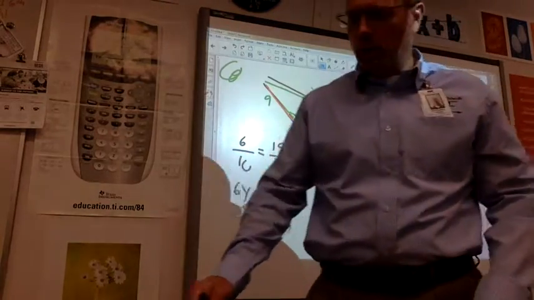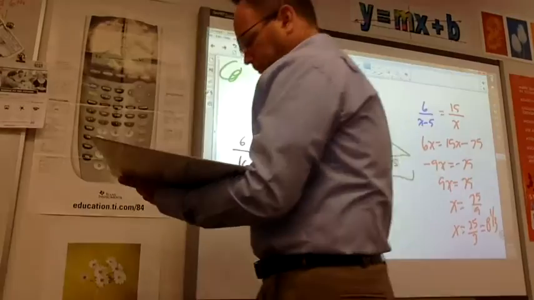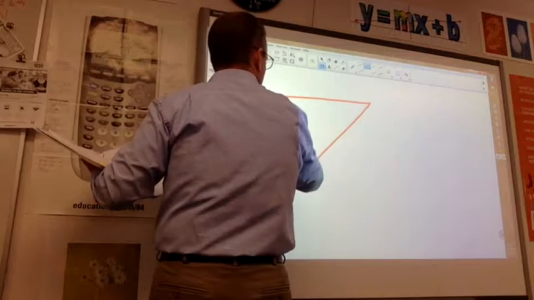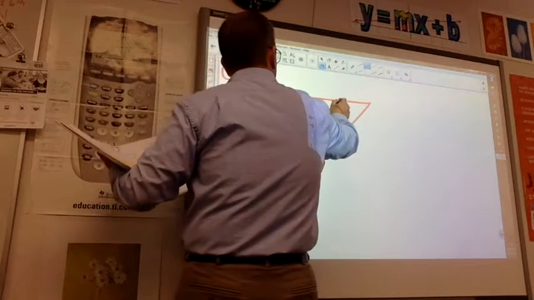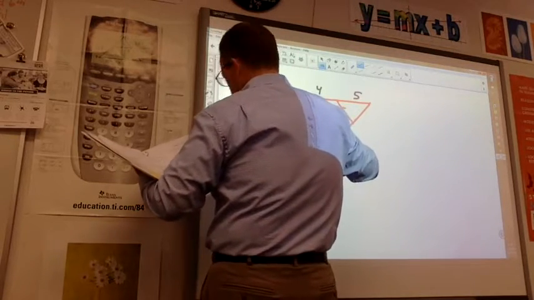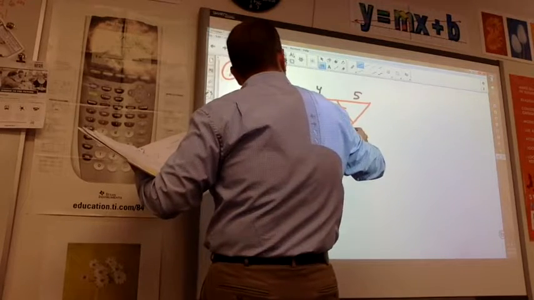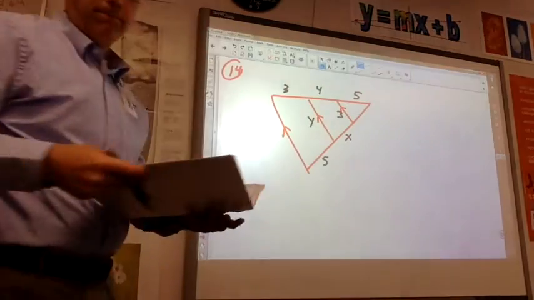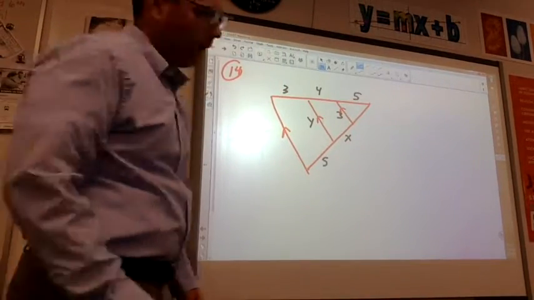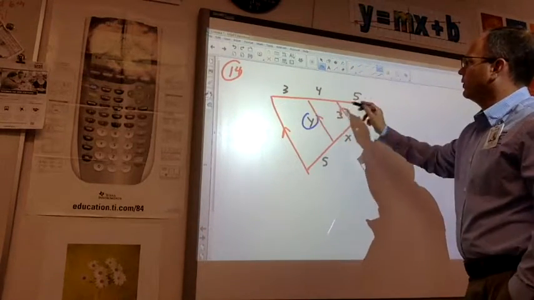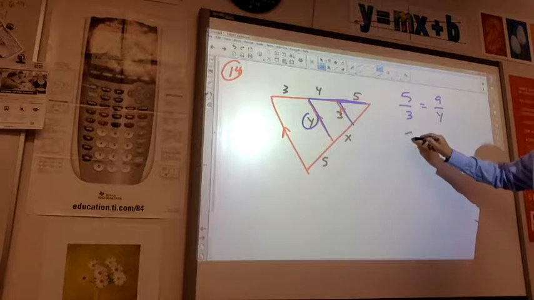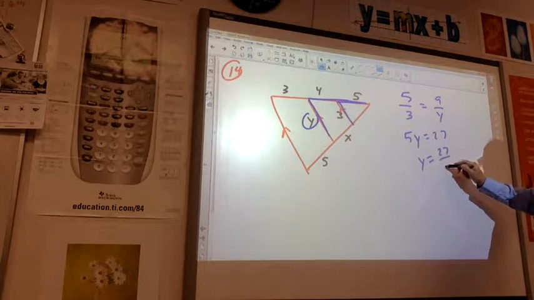Yeah, 14, review 1. Okay, let's see if I can draw this. That's 3, that's 4, that's 5, that's 3, that's y, that's x, that's y. Okay, so let's figure out y first. I'm going to go 5 over 3 equals 9 over y. Cross multiply, I get 5y equals 27, so y equals 27 over 5. Is that all right?